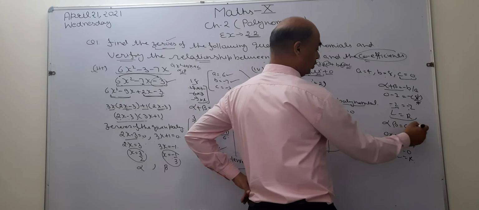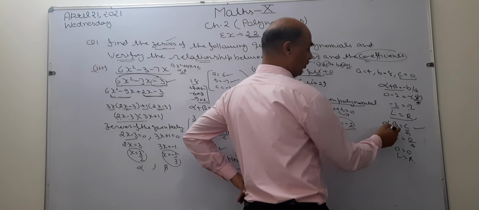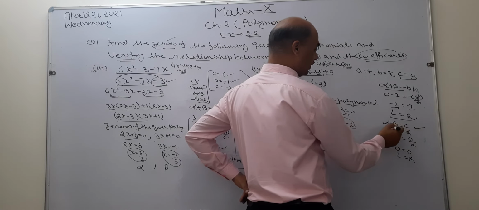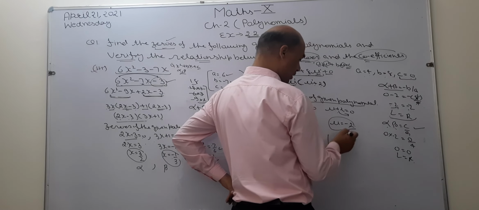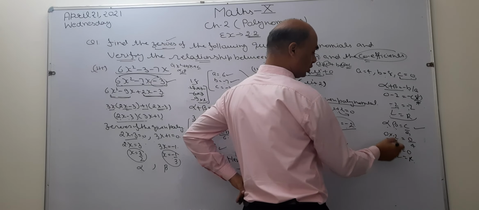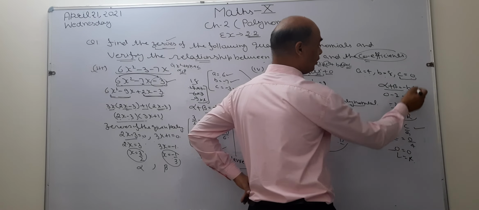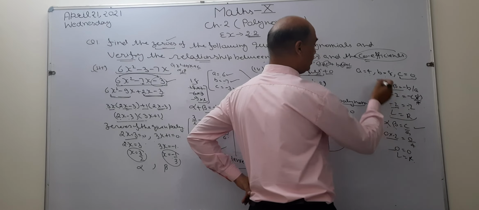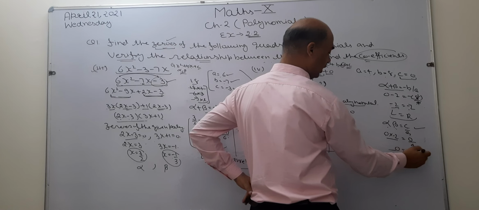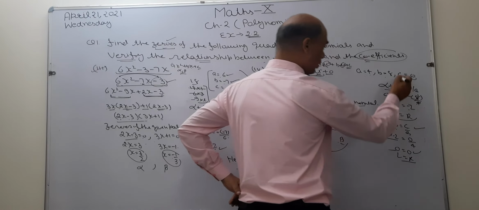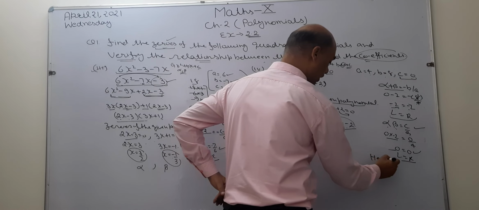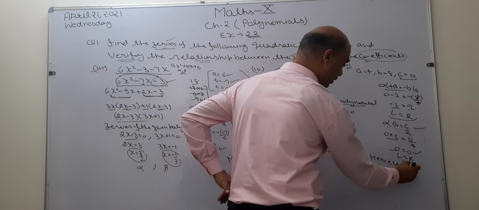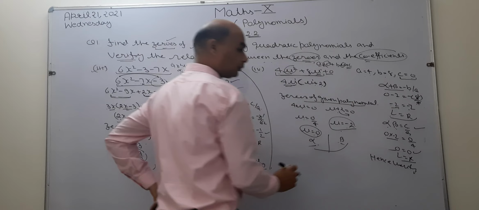Now I am going to check the product, alpha into beta equal to c by a. What is the value of alpha? 0. Right here, 0. What is the value of beta? Minus 2 right here. 0 times something? 0. Now the value of c is given, 0. But the value of a is 4. 0 upon something is 0. It means left hand side equal to right hand side. Both the sum and product are verified. So at the end you have to write hence verified.